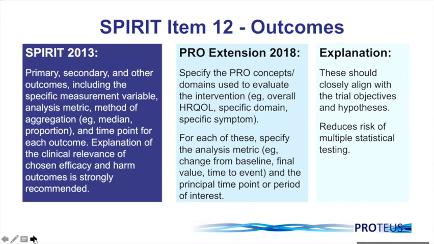So, for example, this could be change from baseline, a final value or a time to event, and the principal time point or period of interest. Again, this will reduce the risk of multiple statistical testing, and these should closely align with the trial objectives and hypotheses.